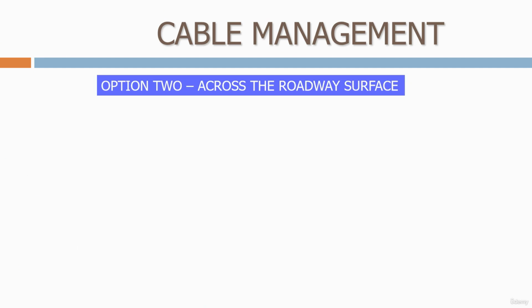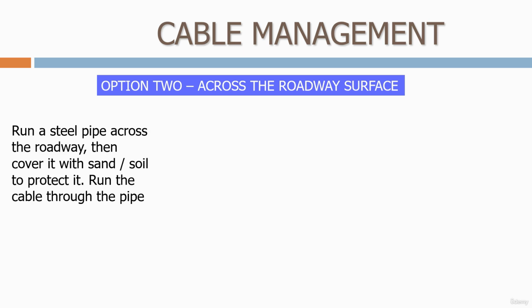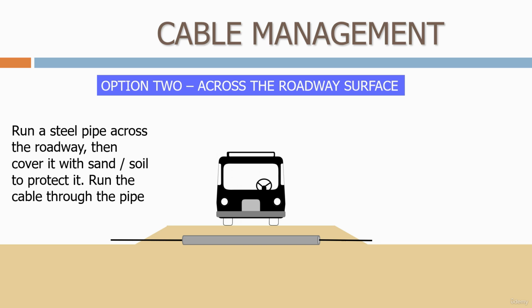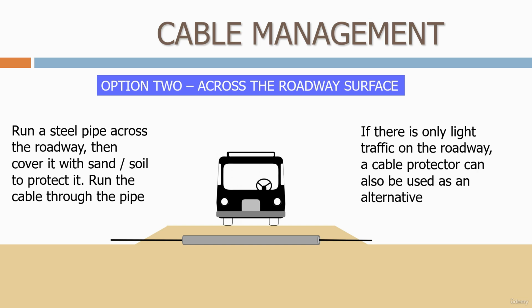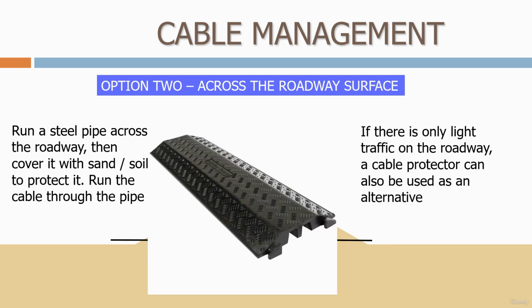Option 2 is to go across the roadway surface. We can run a steel pipe across the roadway, then cover it with sand or soil to protect it. We then run the cable through the pipe. If there is only light traffic on the roadway, a cable protector can also be used as an alternative.